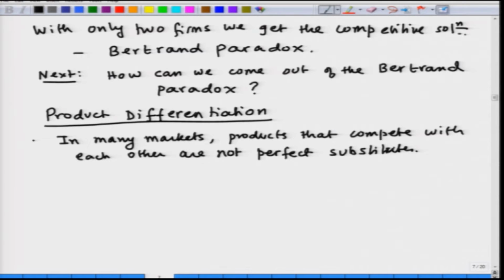So, there are many such examples when we look at the real world. For example, in the automobile segment, if I look at economy sized cars, there are multiple cars, let us say a Wagoner or an i20 or a Honda vehicle. All of them have certain attributes which are not identical to what the other vehicle has. If I look at laptops, I have HP, Lenovo, Sony, which have similar specifications, but are not identical products, right. So, which is why in many markets products that compete with each other are not perfect substitutes.